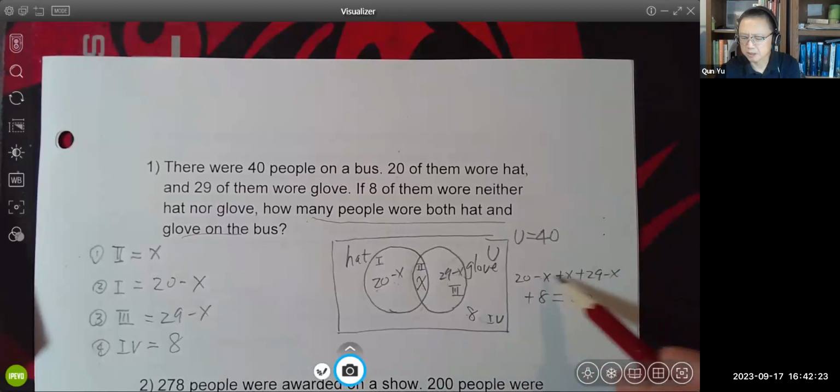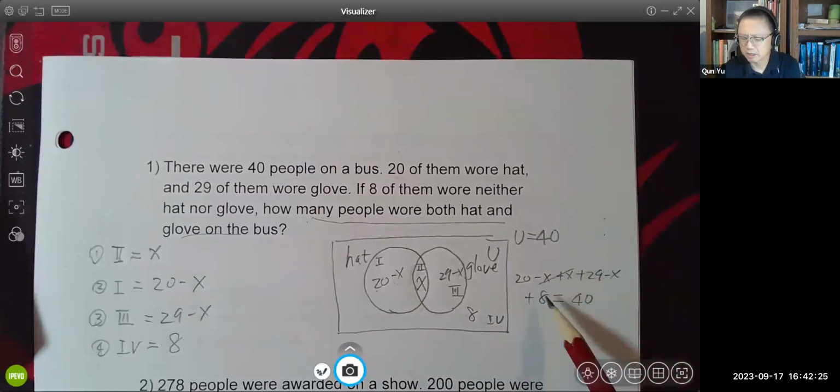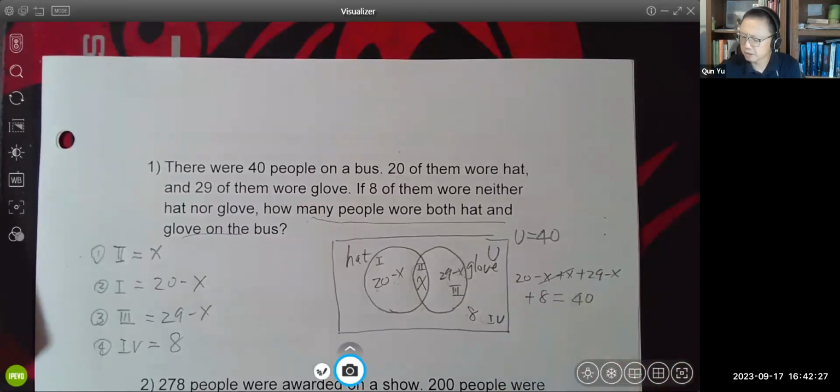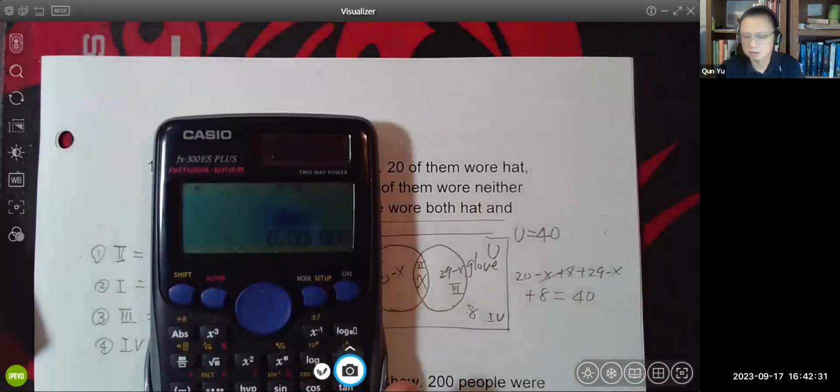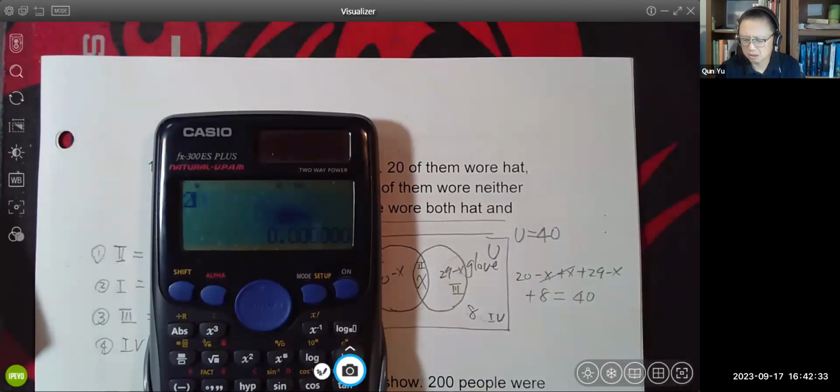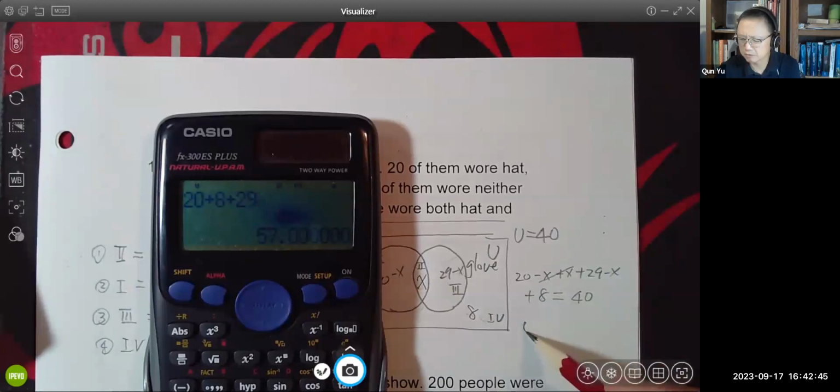Now plus x minus x cancel out. We can add all the 3 numbers together because they're all on the same side. They're all positive numbers. So let's do that. 20 plus 8 plus 29 equals, we got 57. So 57 minus x equals 40.